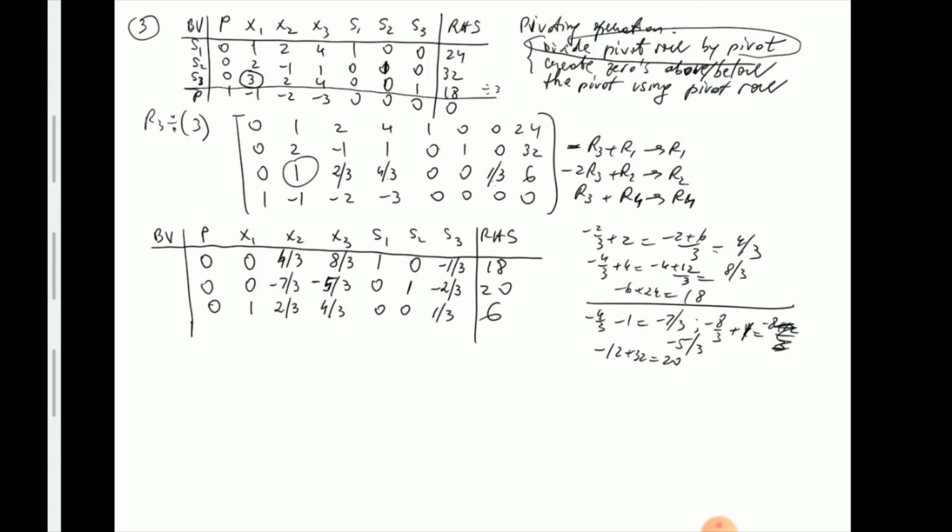And then finally we add row 3 to row 4. 0 plus 1, 0. 2 over 3 minus 2, that's minus 4 over 3. Again, go slow on these fractions if you need to. There's no point in rushing. 4 over 3 minus 3, minus 5 over 3.